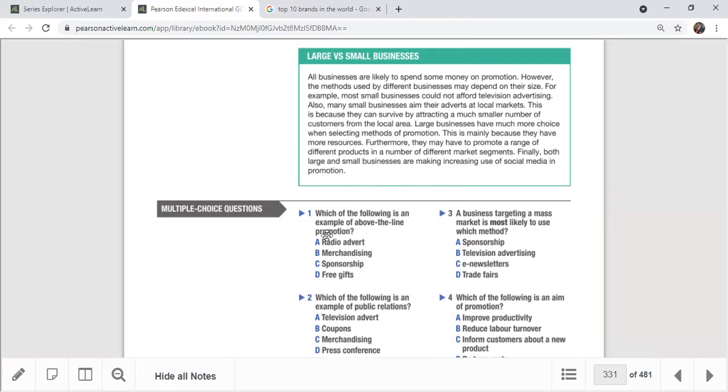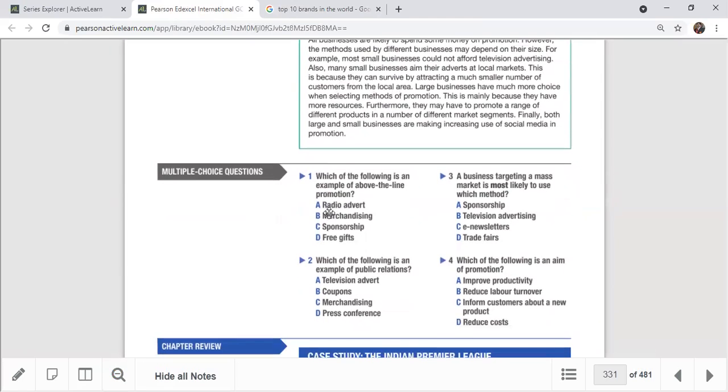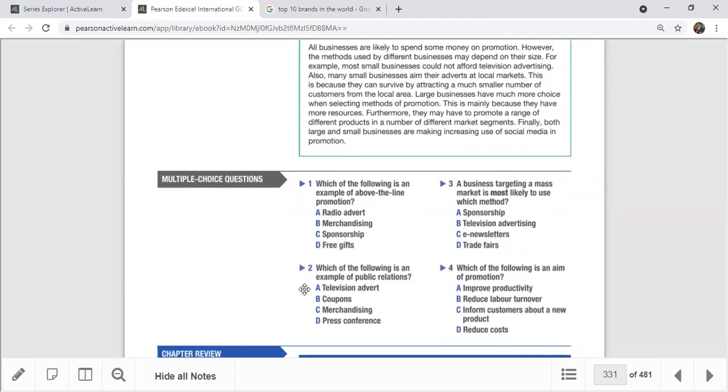Okay, now it's MCQ time. So I would like to ask this of the audience. You can use the chat line to communicate. Which of the following is an example of above the line promotion?